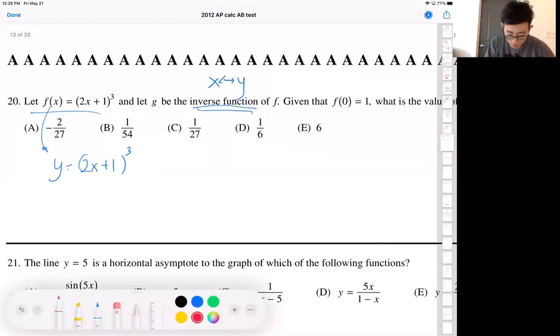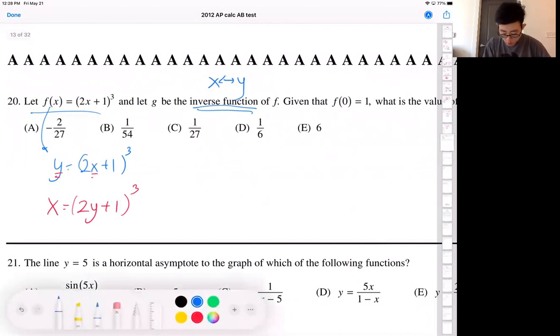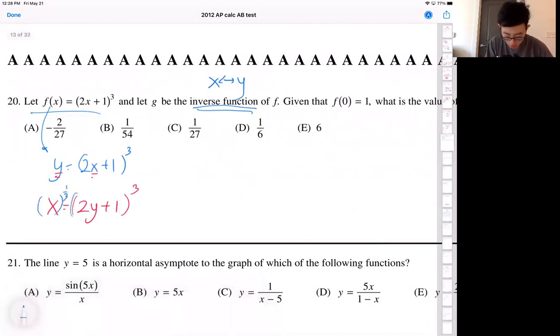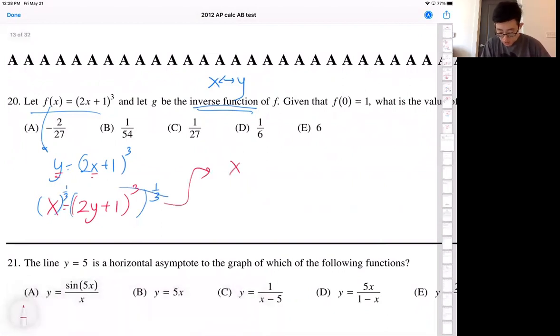Then you want to swap your y and x locations and say x equals (2 times y plus 1) to the power of 3. Look at how I just swapped the locations of those two, and that's all I did. And then you find what y is. So the first thing you want to do is raise this to the power of 1 over 3 to get rid of the cubic function there. So then the function that you're going to get is x to the power 1/3 is equal to 2y plus 1.